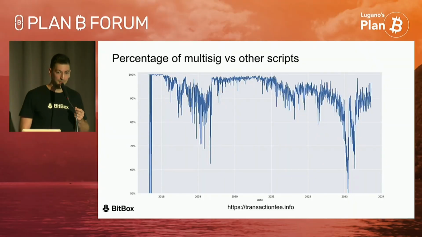So that basically means around 95 to 90% of all usage on the chain is single signature or multi-signature. So none of the really interesting scripts that I told you about before are in use.